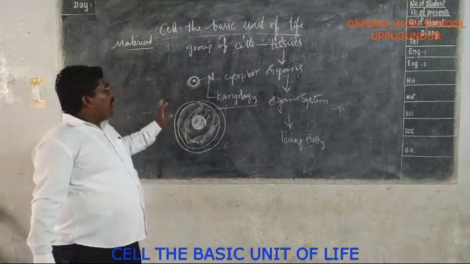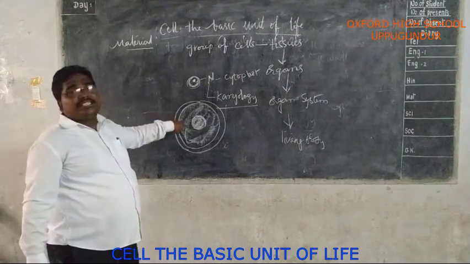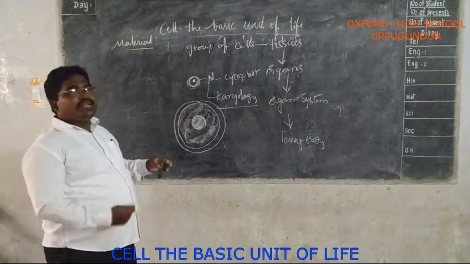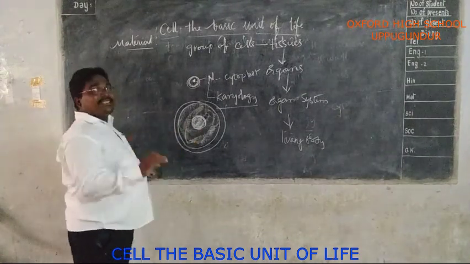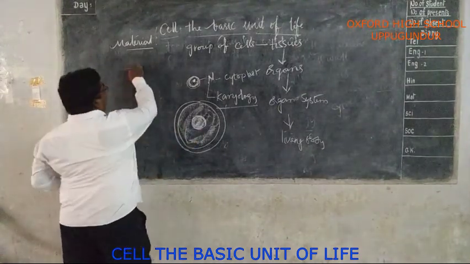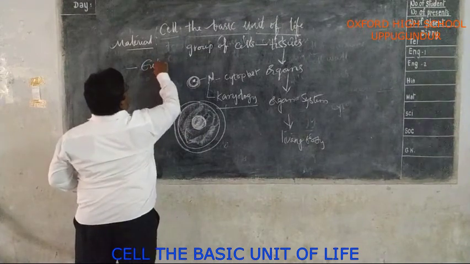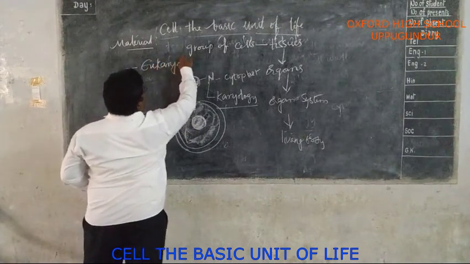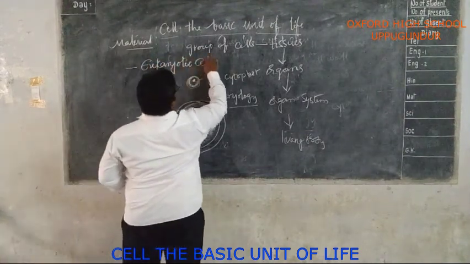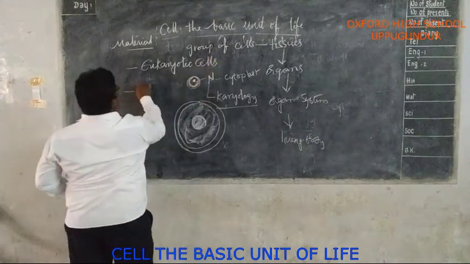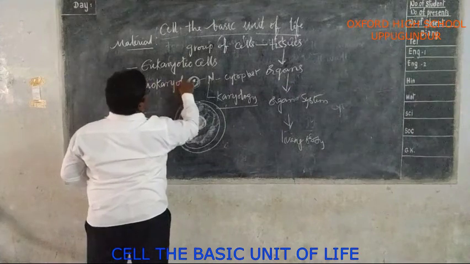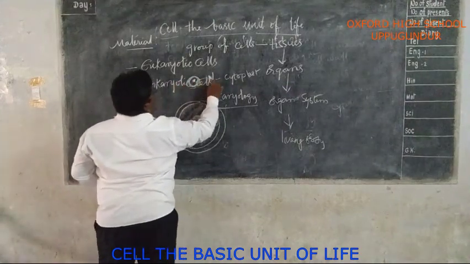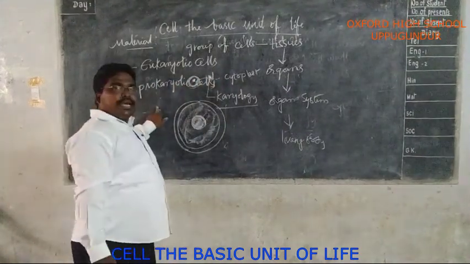Okay, so on the basis of the presence of the nuclear membrane-bound nucleus, the cells present in organisms are categorized into two types. One is eukaryotic cells. The second one is prokaryotic cells. So, eukaryotic and prokaryotic cells.